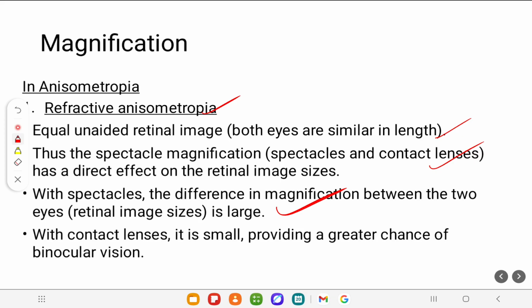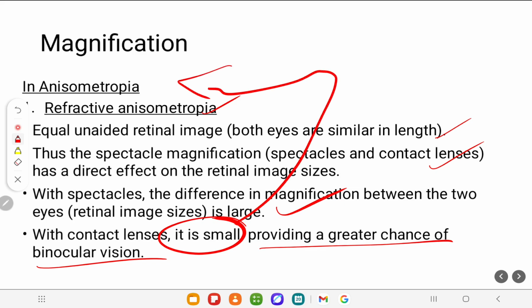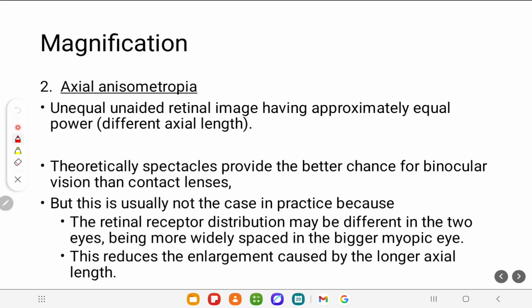Theoretically, axial anisometropia is better corrected with spectacle, but practically in clinical setup, we always choose contact lens. With contact lens, it's small, providing greater chance of binocularity. Basically, what is small? It's the small aniseikonia image size. So axial anisometropia actually says unequal unaided retinal image size, approximately equal power with a different axial length. Theoretically, spectacle provides better chances of binocular vision. Just remember that. But it is usually not the case in practice.